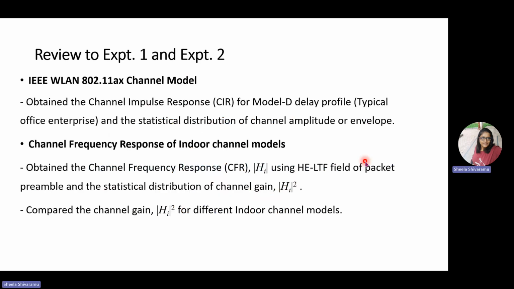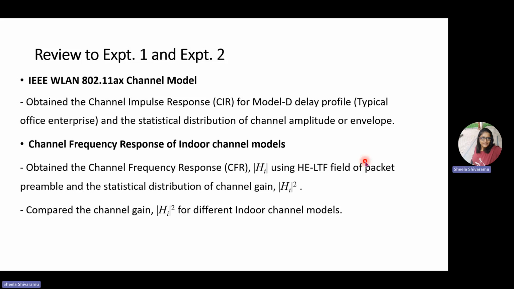Before going to the next experiment, let me review what we did in experiments number 1 and 2. Experiment 1, titled IEEE WLAN 802.11ax channel model. Here we basically obtained the channel impulse response for model D delay profile and the statistical distribution of channel amplitude or envelope, |h|. We discussed what multipath propagation is, and I also discussed the 6 WLAN indoor channel models defined by the standard, and the path loss model. Finally, at the end I obtained the statistical distribution of the channel fading coefficient.